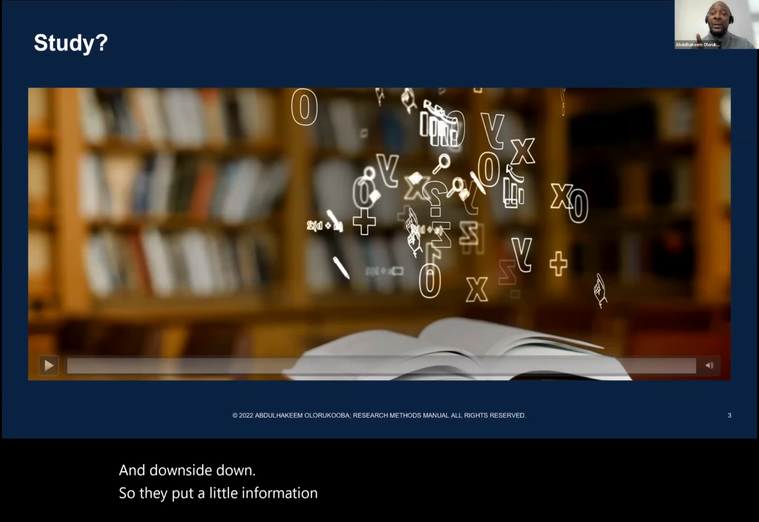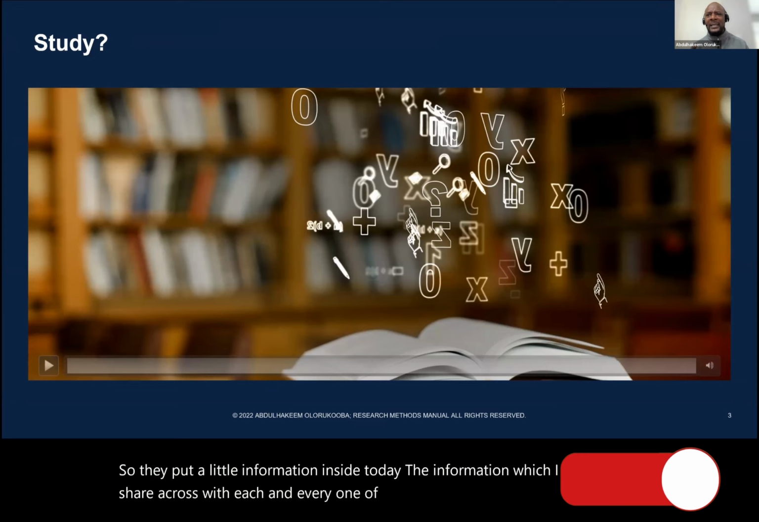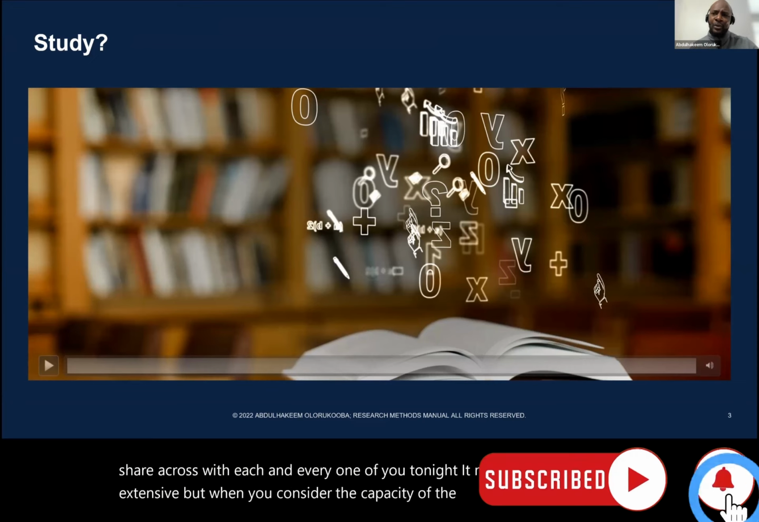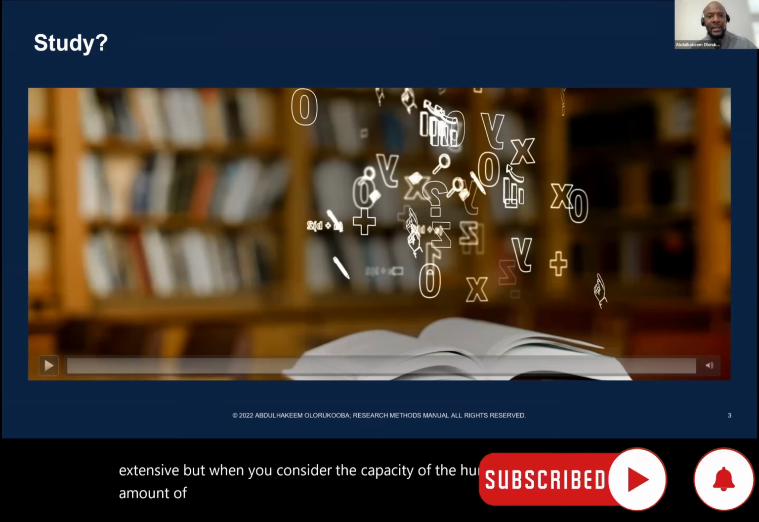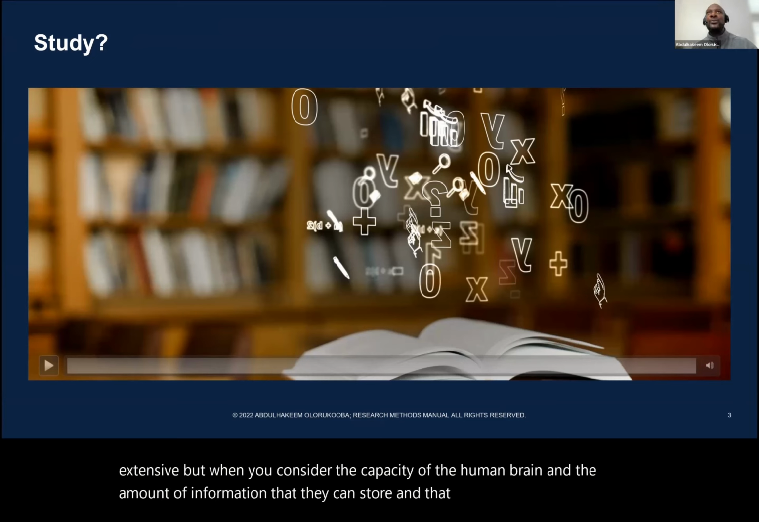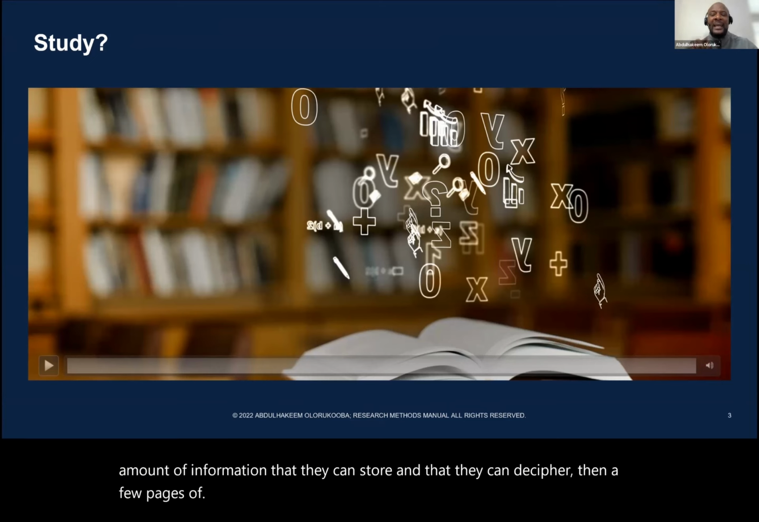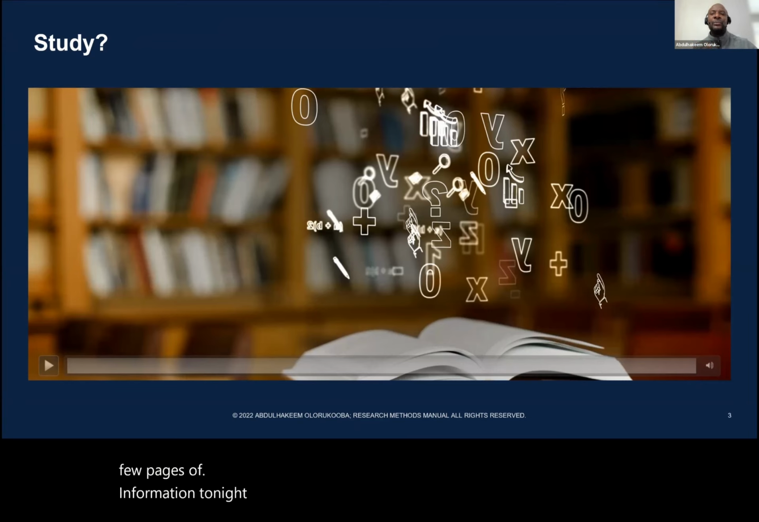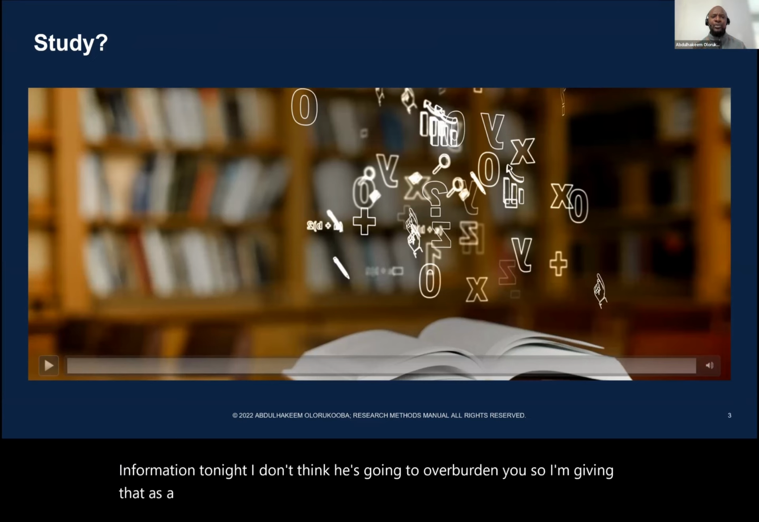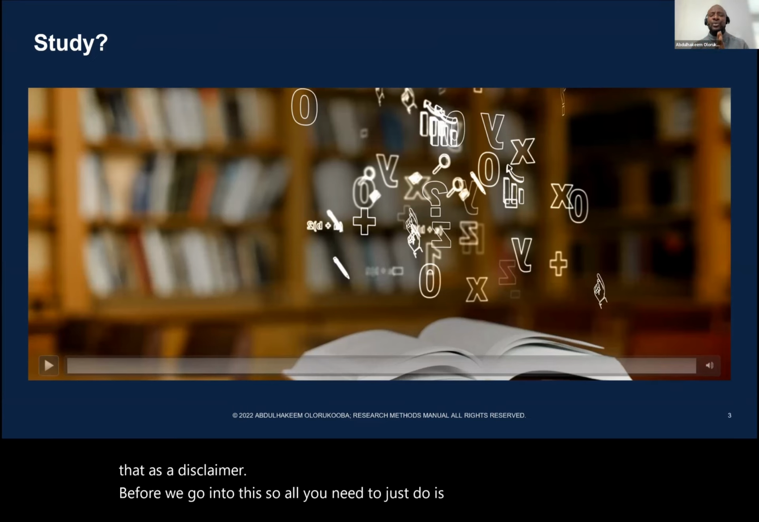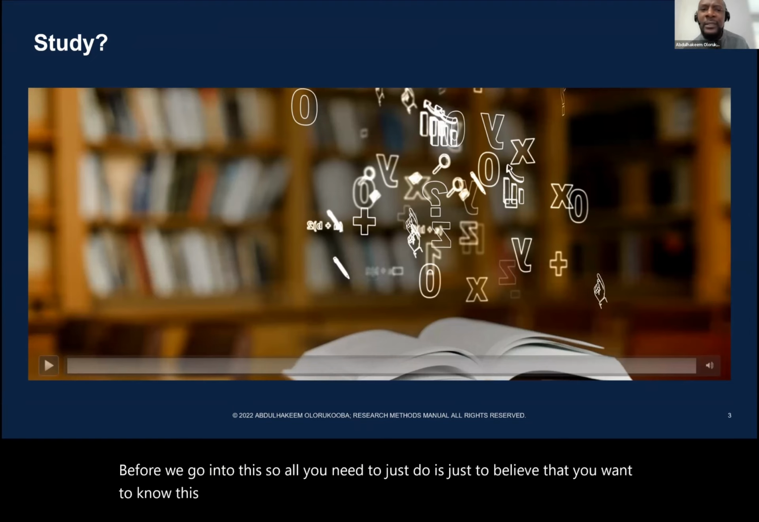The information which I wish to share with each and every one of you tonight may seem rather extensive, but when you consider the capacity of the human brain and the amount of information that it can store and decipher, then a few pages of information tonight, I don't think is going to overburden you. So I'm giving that as a disclaimer before we go into this. All you need to do is believe that you want to know this thing and then you're going to know it. There's nothing difficult in that.